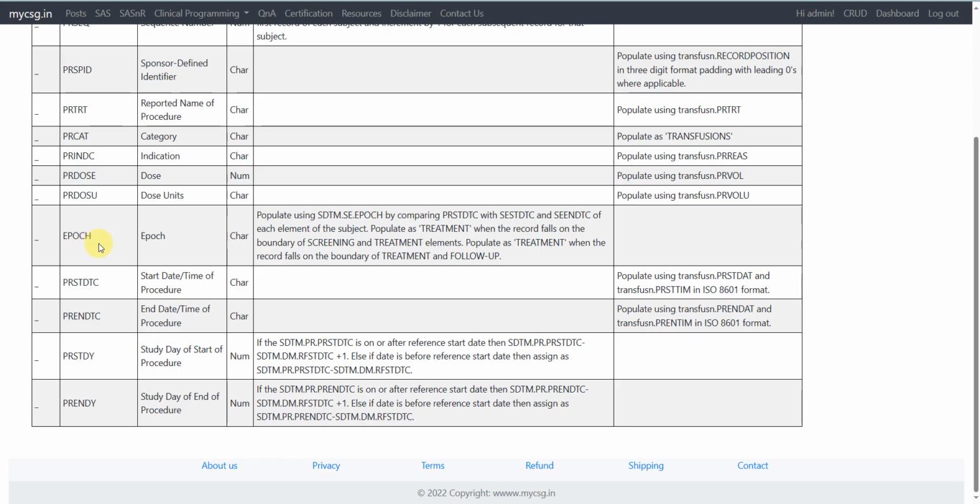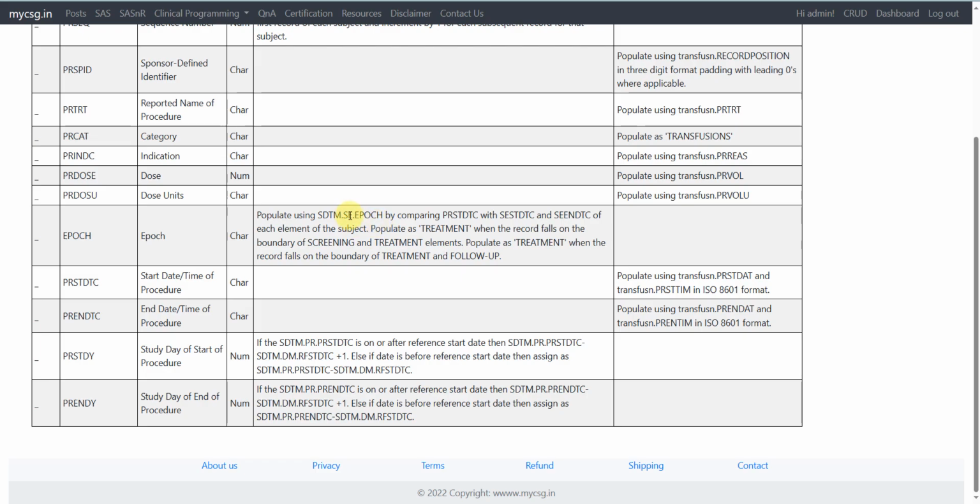And then we have epoch variable. It says populate using SDTM SC epoch by comparing PRSTDTC with SCSTDTC and SCENDTC of each element of the subject, and populate as treatment when the record falls on the boundary of screening and treatment elements, and populate as treatment when the record falls on the boundary of treatment and follow-up.